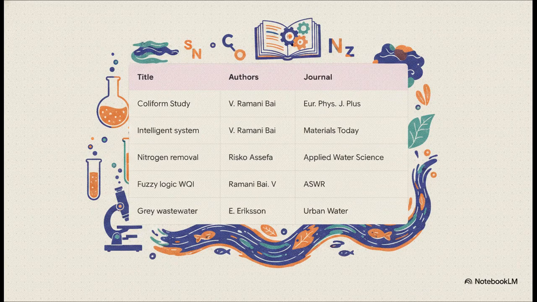To put exactly what we just learned about citing sources into practice, we put together this synthesized reference list, logging the titles, authors, and journals we sampled throughout this explainer. You might even want to pause right here and jot down these high-quality sources for your own reading. We pulled from the experimental study on total coliform in the European Physical Journal Plus, that Intelligent System Application Review in Materials Today, the nitrogen removal study in Applied Water Science, and a few others. Compiling a beautifully clean, accurate list like this is the final hallmark of a truly meticulous researcher.